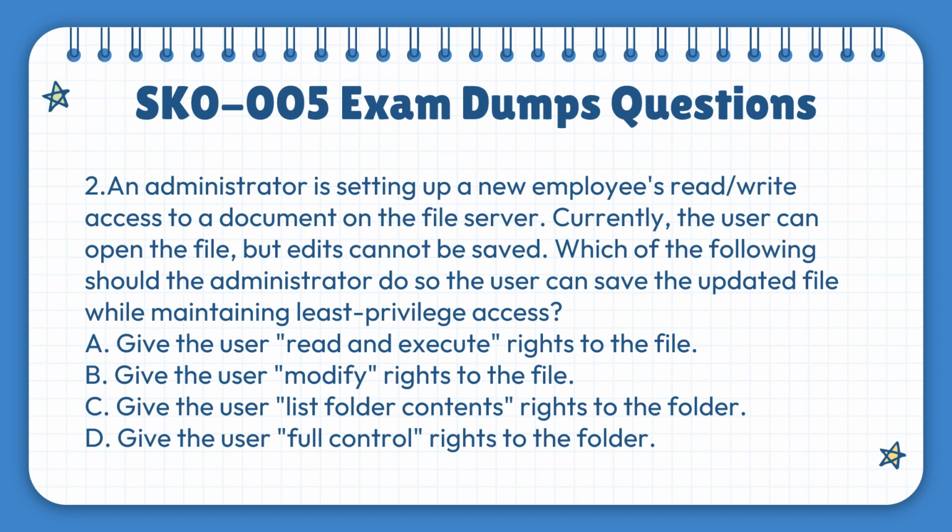2. An administrator is setting up a new employee's read-write access to a document on the file server. Currently, the user can open the file, but edits cannot be saved. Which of the following should the administrator do so the user can save the updated file while maintaining least privilege access? A. Give the user read and execute rights to the file. B. Give the user modify rights to the file. C. Give the user list folder contents rights to the folder. D. Give the user full control rights to the folder.